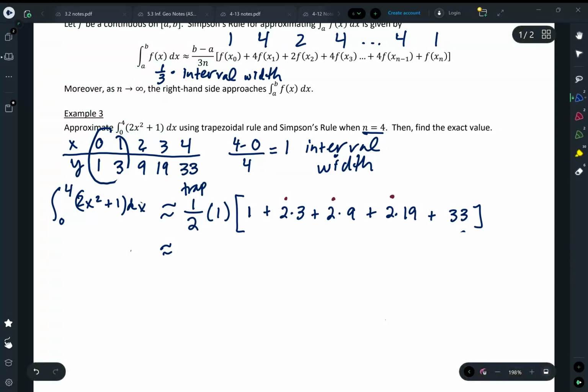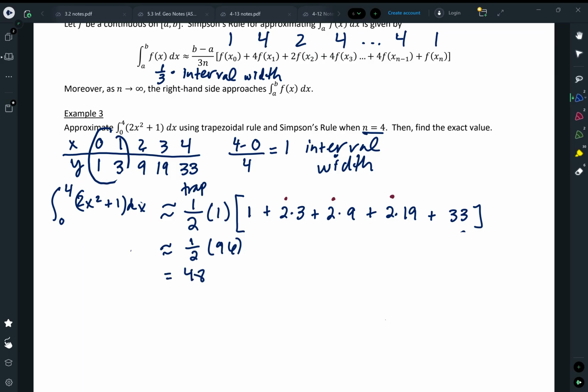All right, we're attempting to revisit my video on trapezoidal rule and Simpson's rule. So just finishing working through trapezoidal rule, we have 1/2 times, when we add all these numbers up, we get 96. So our trapezoidal area approximation is 48. Remember, it's just an approximation.